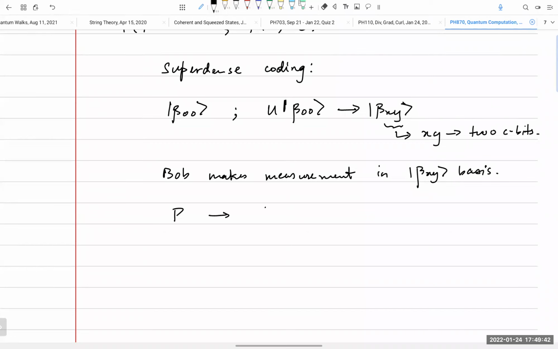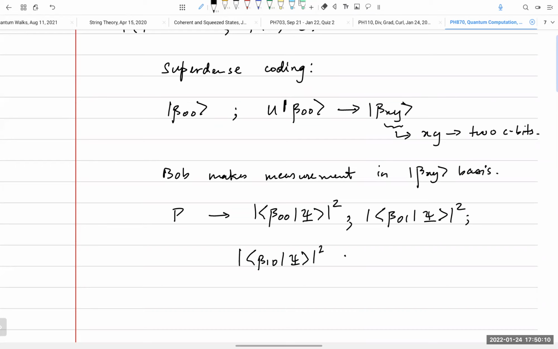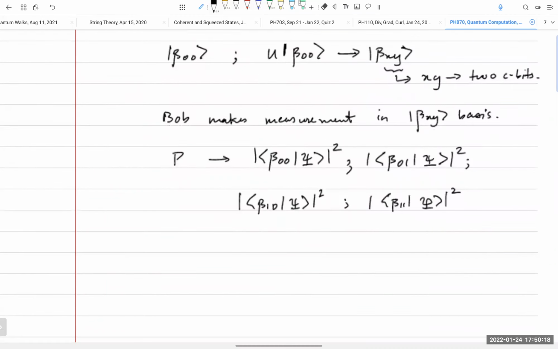The various probabilities will be beta 0,0 psi, where psi is the state after Alice has applied this unitary operator, right? Then the other probabilities will be beta 0,1, beta 1,0, and beta 1,1 psi squared, right? Because Bob is making a measurement in this basis.